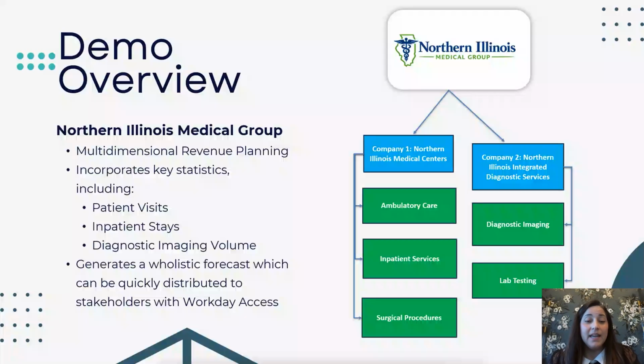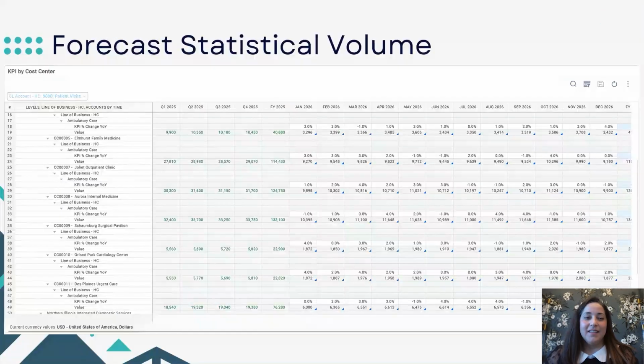We will show how we take the key statistical data for this business, such as patient visits, inpatient stays, and diagnostic imaging volume, and generate a full forecast for KPIs and revenue, which we can quickly distribute to all of our business partners. This KPI cube is the driver layer of the model.